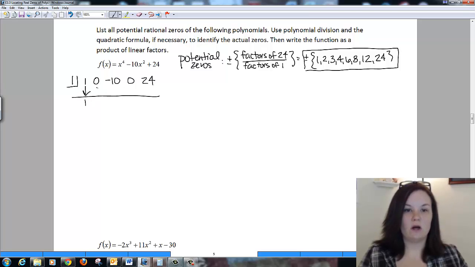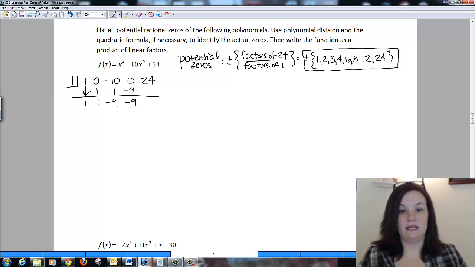So I bring down my 1. 1 times 1 is 1. 0 and 1 is 1. 1 times the 1 in my box is 1. Combined down, I get negative 9. Negative 9 times 1 is negative 9. I combine down, I get negative 9.